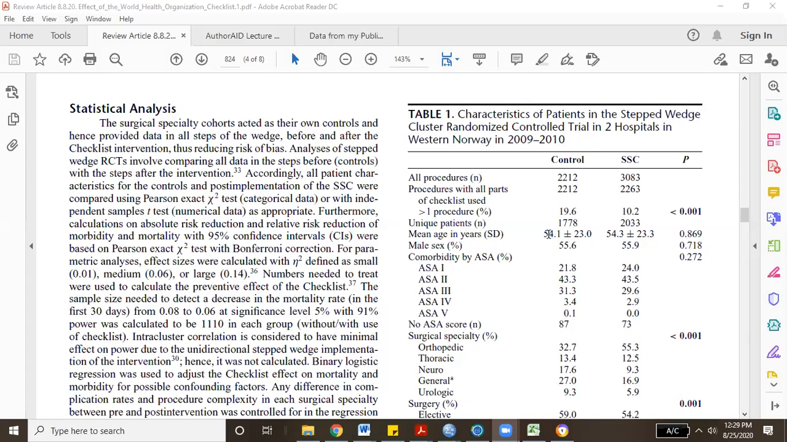As you can see, the average age of the patient in the control group is 64.1, while for the treatment group is 54.3. So 54.1 is slightly lower than 54.3. That's roughly 0.2 lower, which may not be much of a difference. So that is why you can see that the p-value here is not significant. 0.869 is far higher than 0.05, so it's not significant.